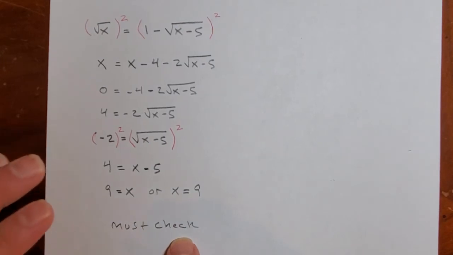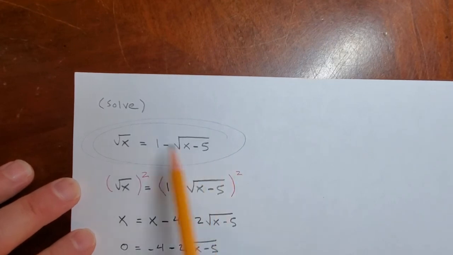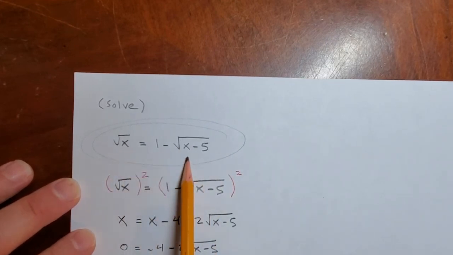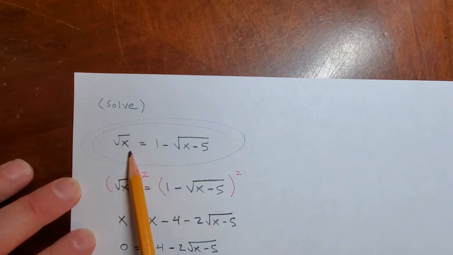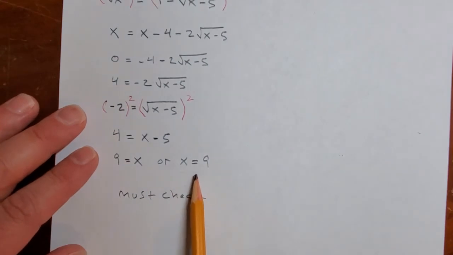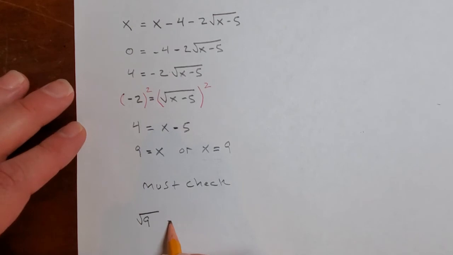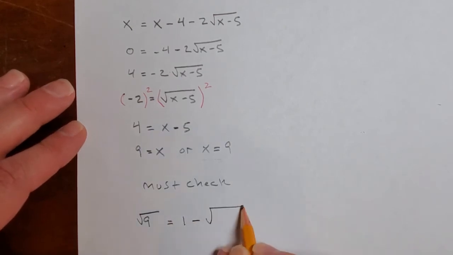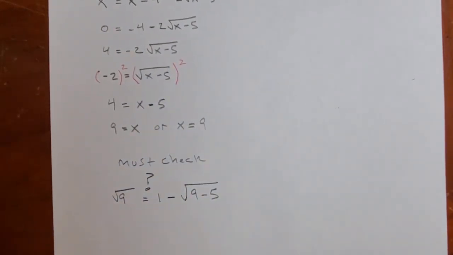What are we checking? Well, that was the one that I was trying to solve. I'm trying to figure out what the x needs to be to make this equation true. So I need to plug in 9, which is our supposed answer, in for the x. If I do that, it will look like this: root 9 equals 1 minus root 9 minus 5. Question mark. I don't know that that's going to work. That's what I'm trying to evaluate right now.